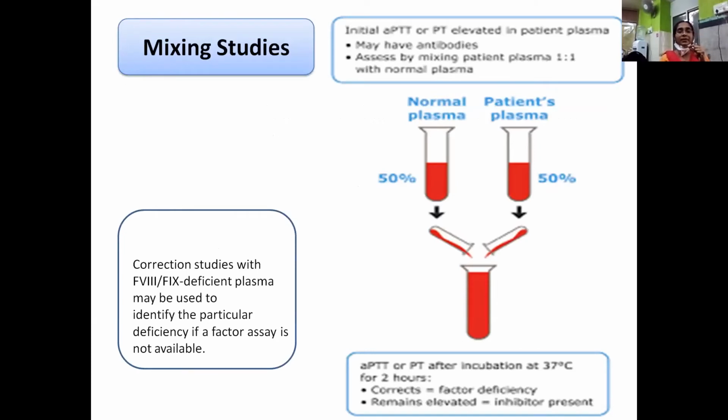So this picture shows the mixing studies. We are mixing the patient's plasma 1:1 with the normal pooled plasma. And we repeat APTT after this mixture. If the APTT is getting corrected, your inference is that there is a factor deficiency. If it is remaining elevated, APTT is still prolonged, that is a factor inhibitor.